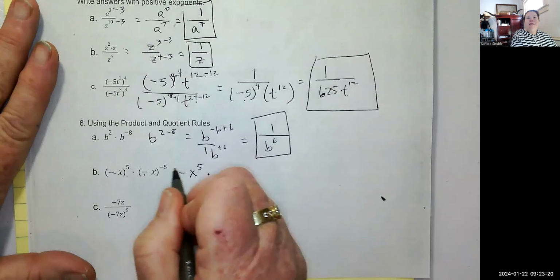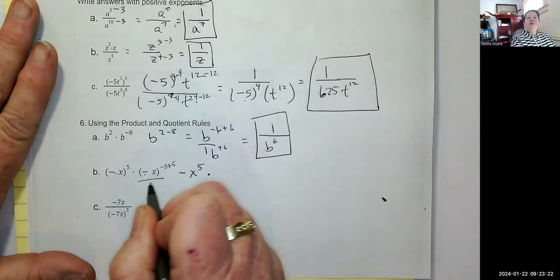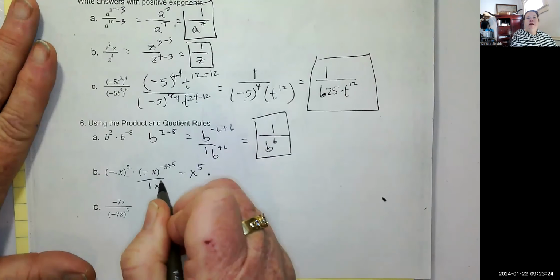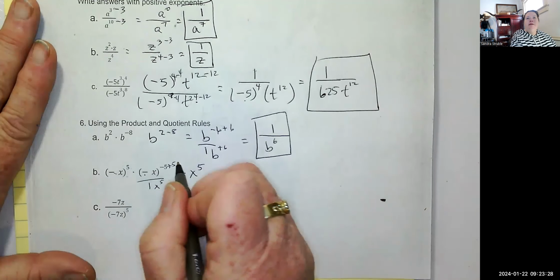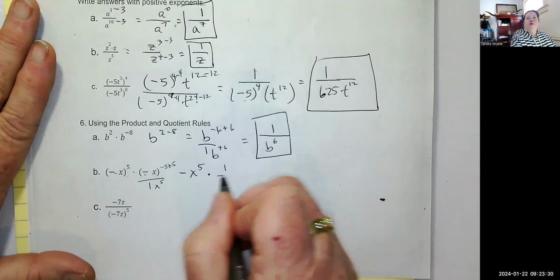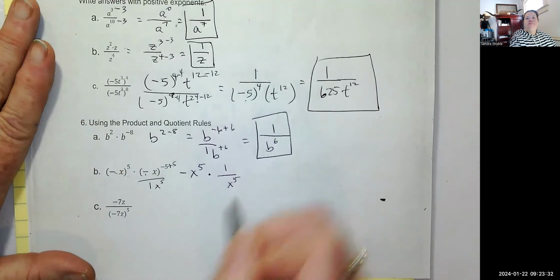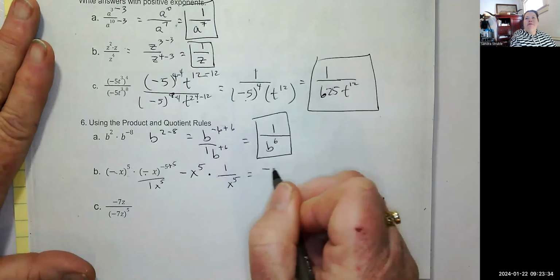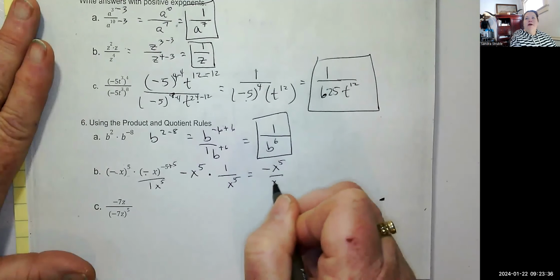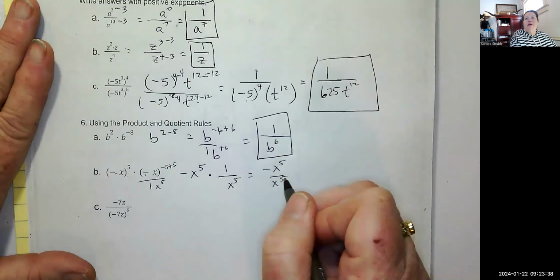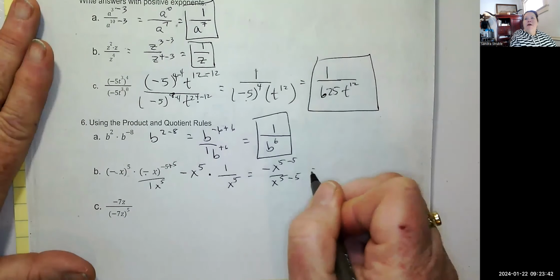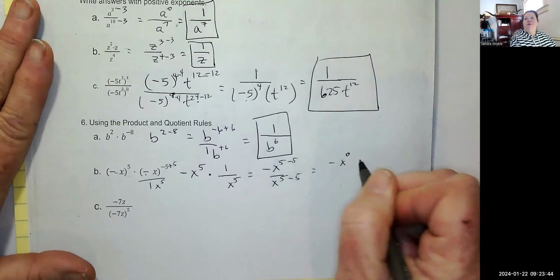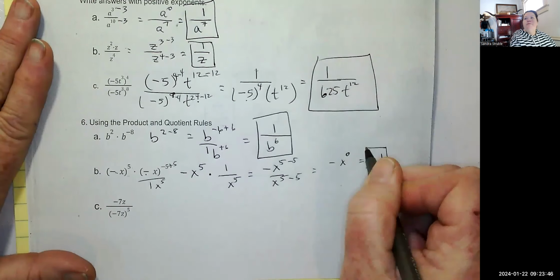So I'm going to add 5 to both the numerator and the denominator. So this becomes 1, anything to the 0 power is 1, over x to the 5th. This becomes negative x to the 5th over x to the 5th. And they're both positive, so I'm just going to bring it to the top. And that's negative x to the 0, which is negative 1.